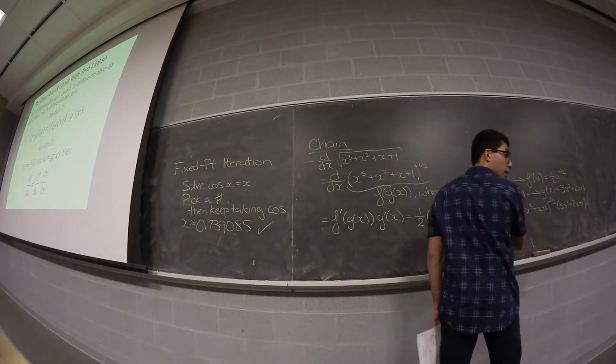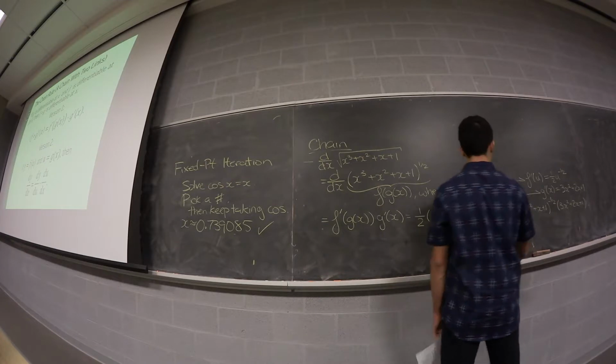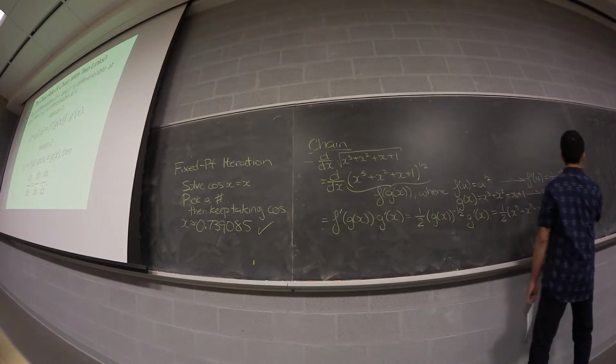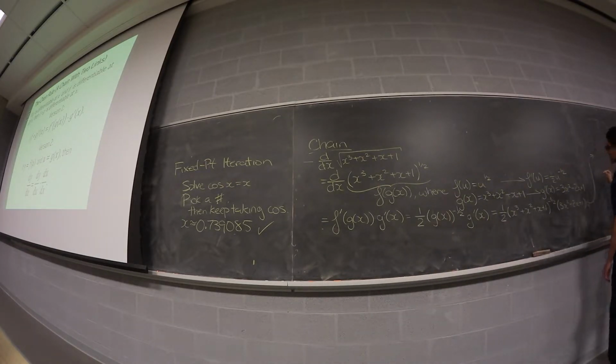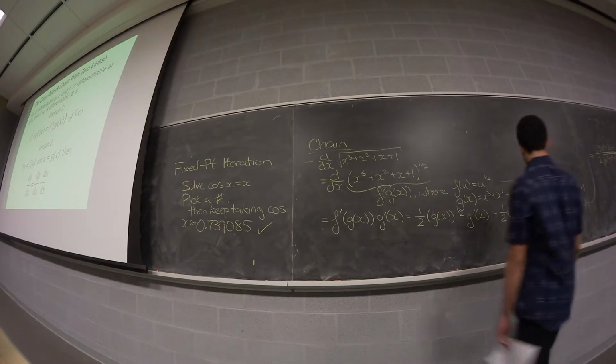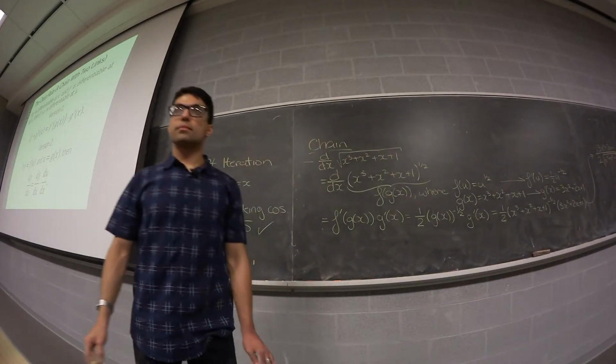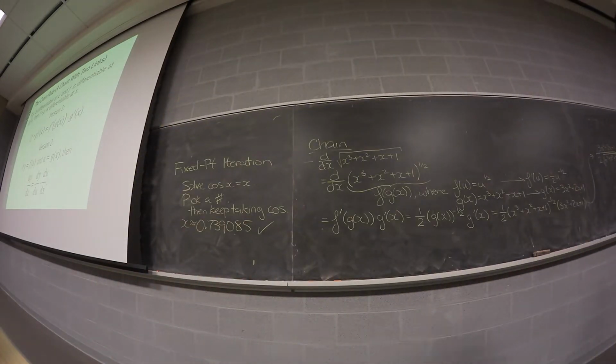If you want to rewrite this, and I don't know how low you can see, it's 3x squared plus 2x plus 1 over 2 square root of x cubed plus x squared plus x plus 1, if you feel like it. That's it. You spot the inner function, you spot the outer function, you do what you're supposed to do, and you'll be good. Good? Okay.